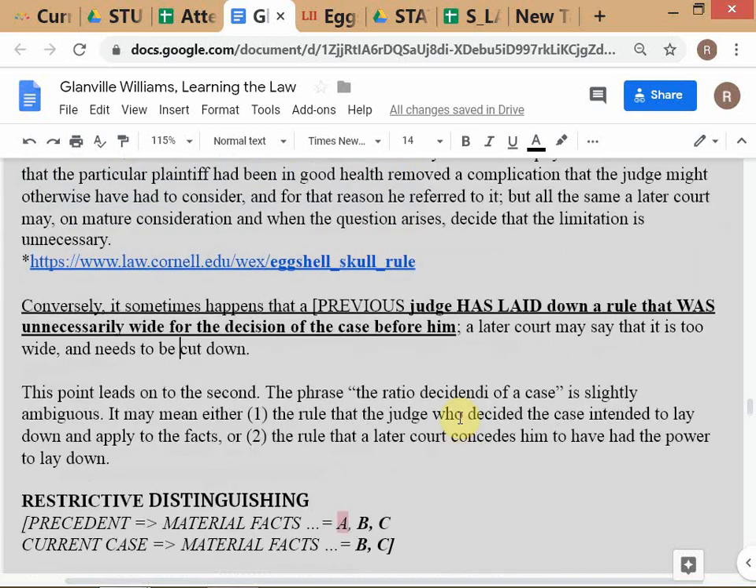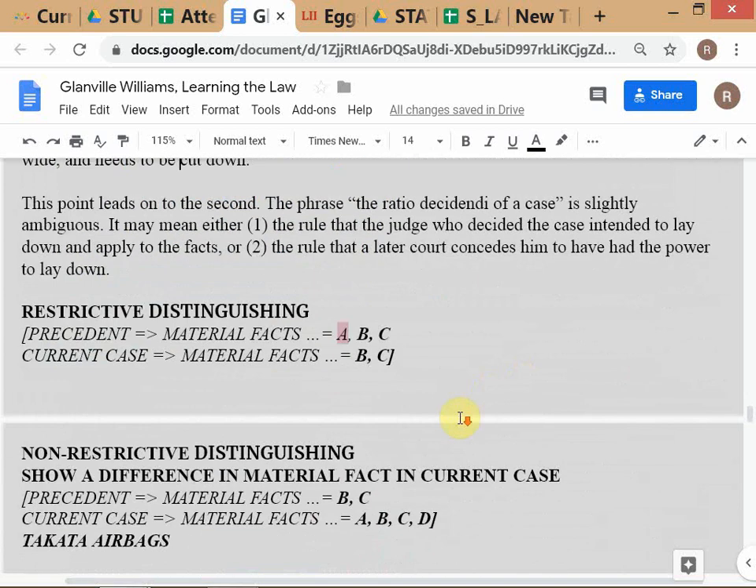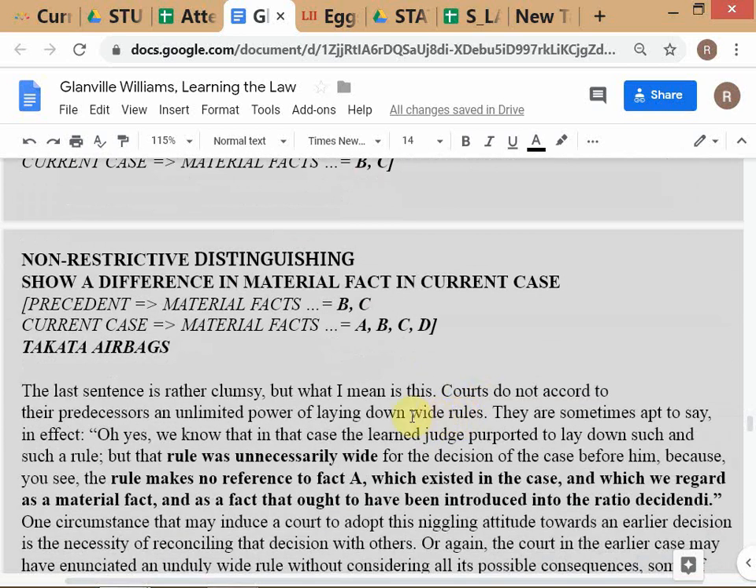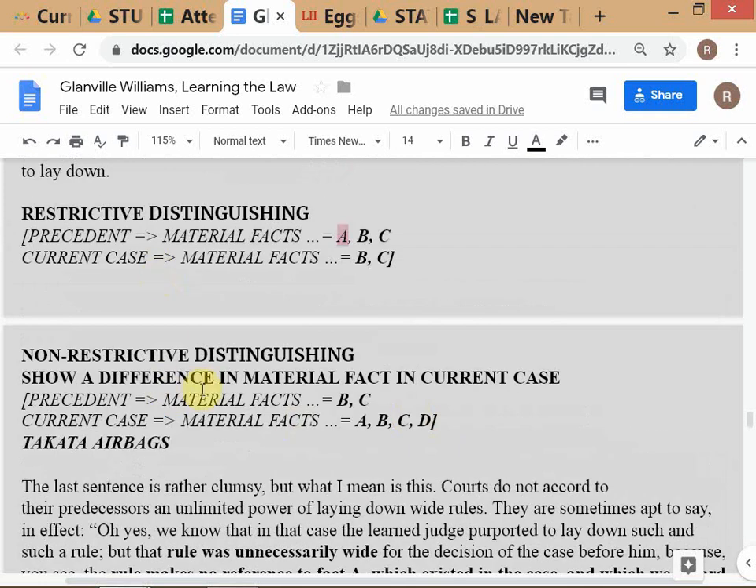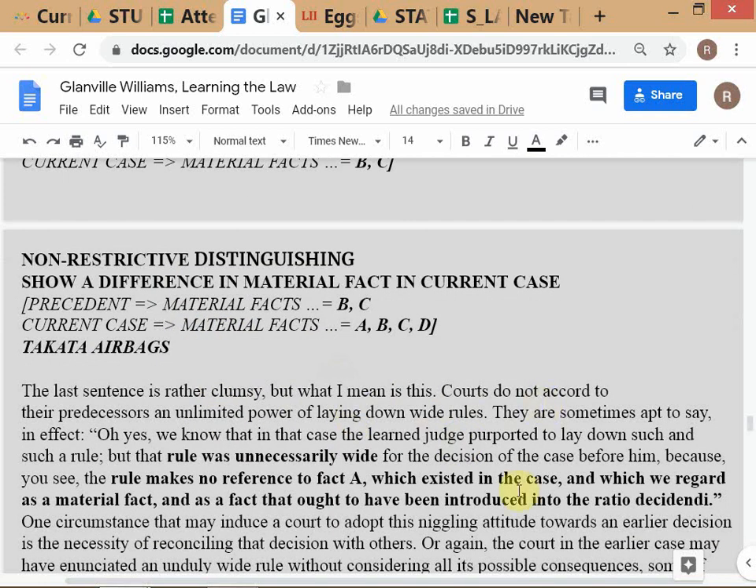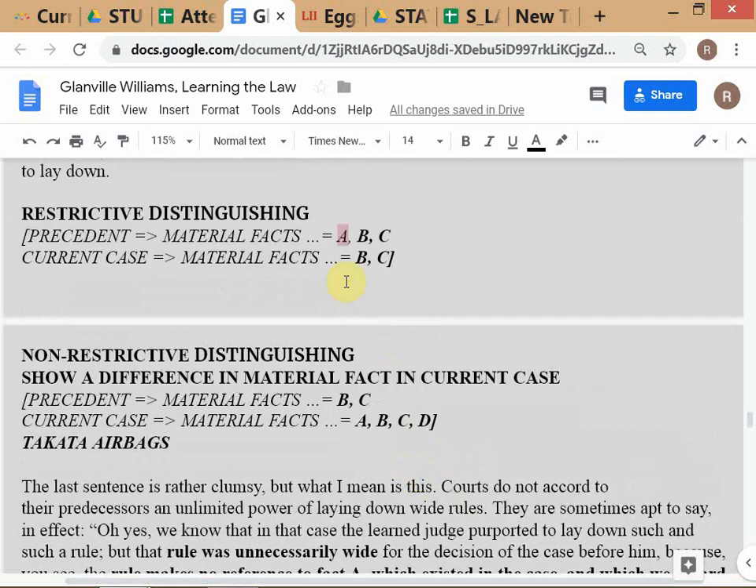The theoretical point is given here. You can see the explanation in the text of the article. You can read what it is. But now that you have understood the example, you can understand it in a more theoretical way. What is mentioned here is only this: when you are engaging in this kind of restrictive distinguishing, your current case has only material facts B and C. But the case that is being cited as a precedent actually had an additional fact A, which was also material in the previous case, but the judge failed to notice it.